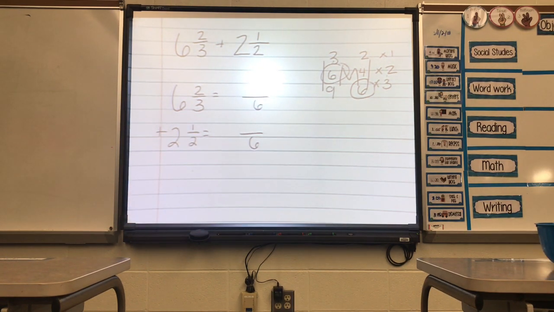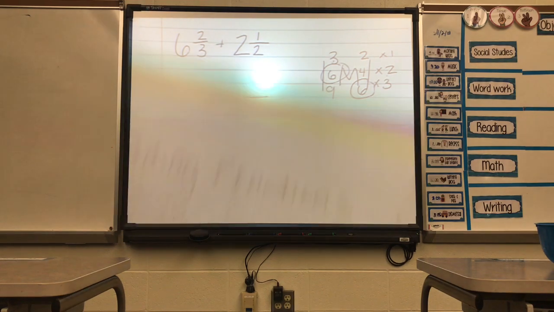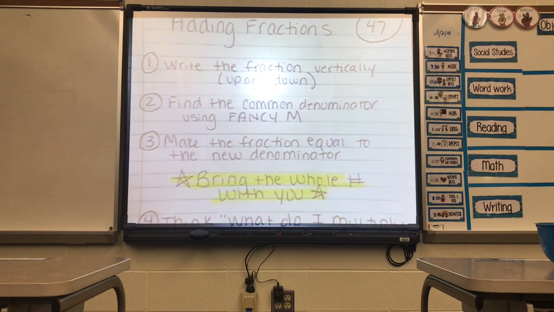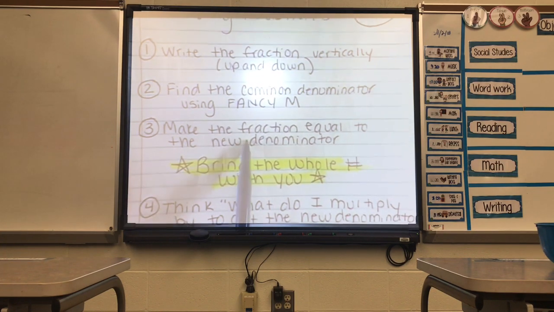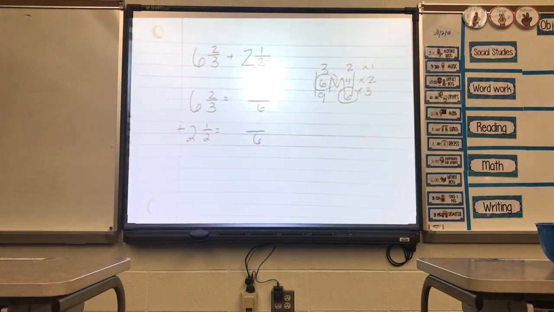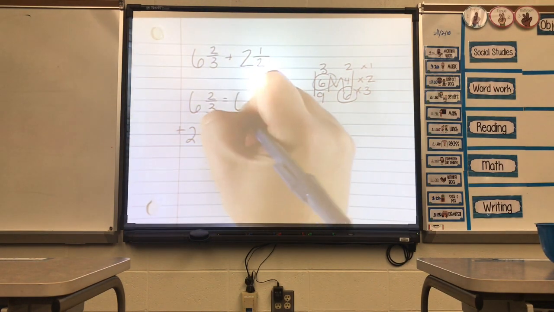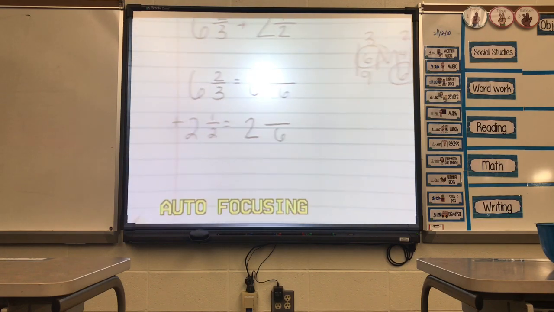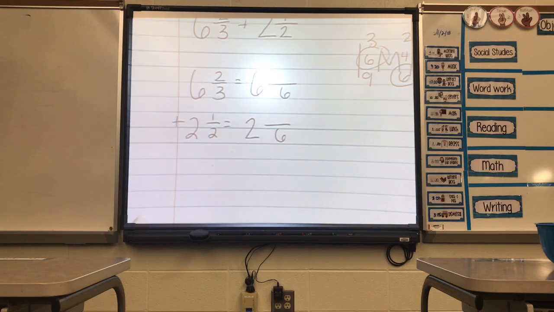Now this is when that step is important to know. So I wrote the numbers vertically. I found my common denominator. I made it equal. Now you have to remember to bring that whole number with you. So all you do is just bring it with you. You don't have to do anything fancy at all. Just bring it with you.